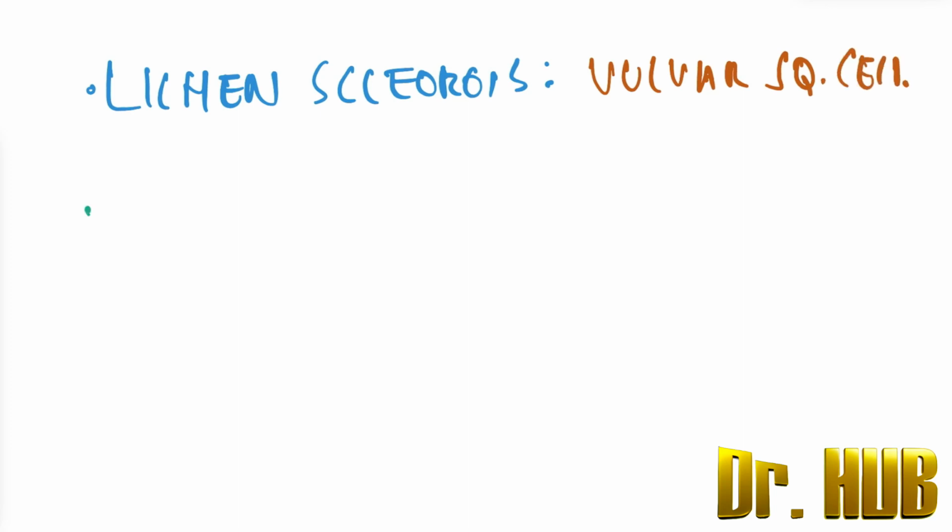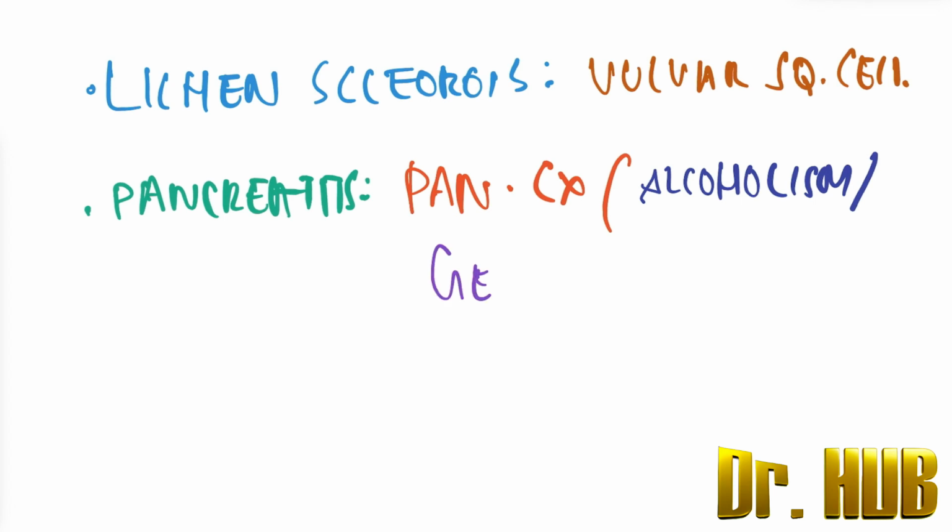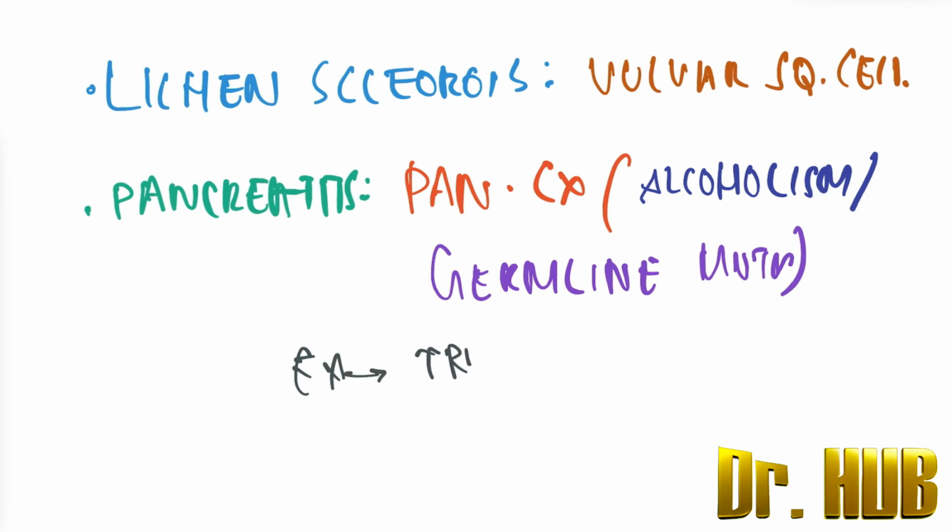And when we look at the pancreas, in pancreatitis, the associated neoplasm is pancreatic carcinoma, and the etiological agent is alcoholism. So there is alcoholism, and there is the presence of germline mutation. An example is the trypsinogen gene.